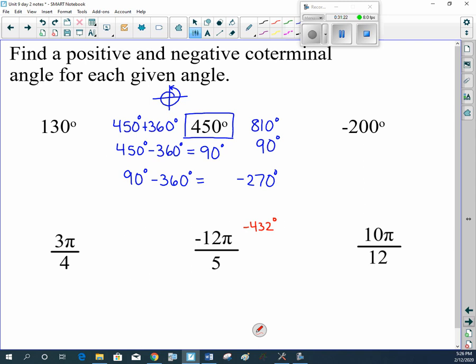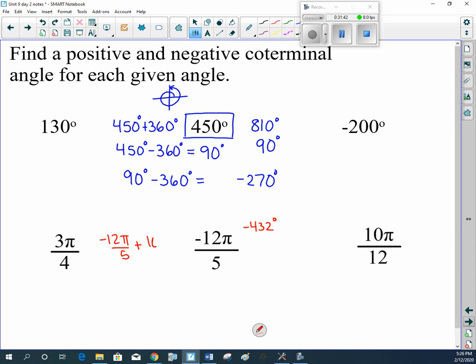So here's my negative 12 pi over 5. I think I'm going to add 2 pi to that. Well, if you get a common denominator of 5, that's going to be 10 pi over 5. So 2 pi is the same thing as 10 pi over 5.